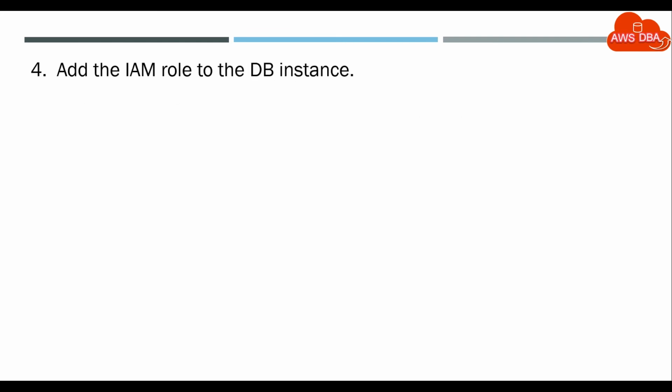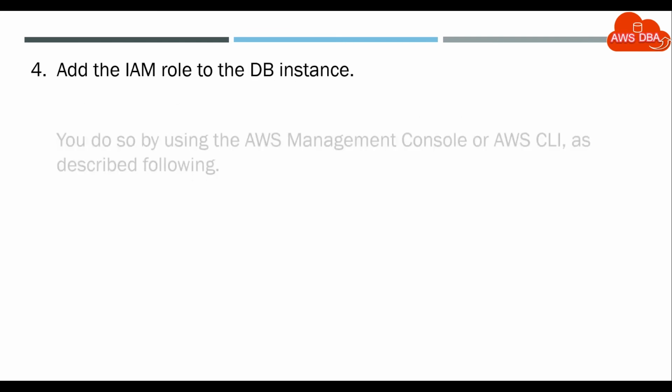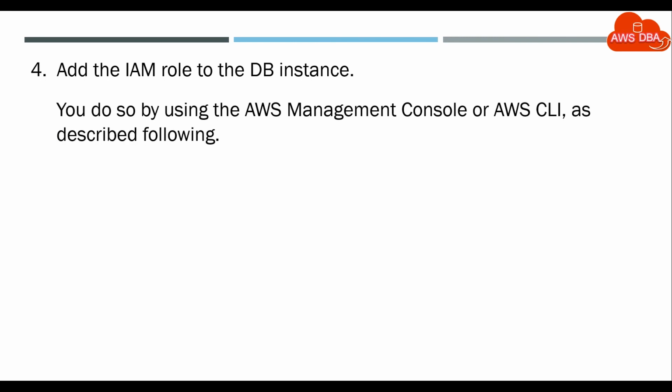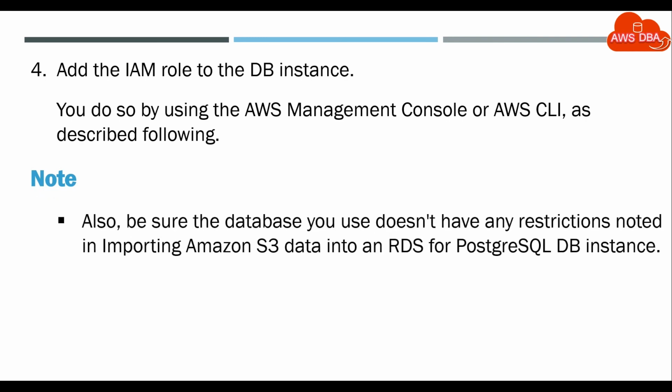Add the IAM role to the DB instance. You do so by using the AWS Management Console or AWS CLI, as described following. Note: also, be sure the database you use doesn't have any restrictions noted in importing Amazon S3 data into an RDS for PostgreSQL DB instance.